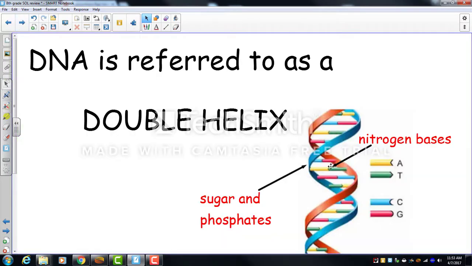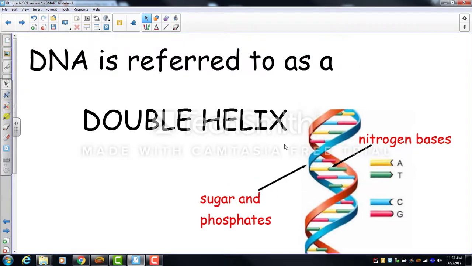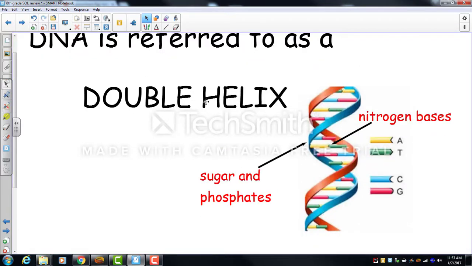Let's take a look at what it looks like. Here it is. It is referred to as a double helix, sometimes called a twisted ladder, which I still think would be a very cool rock band name. So if you ever become a famous rock musician, please give me credit for that. Twisted ladder, double helix, spiral staircase. This is what your DNA looks like. Okay, scientifically, we say it's a double helix. Now, we just talked about this.